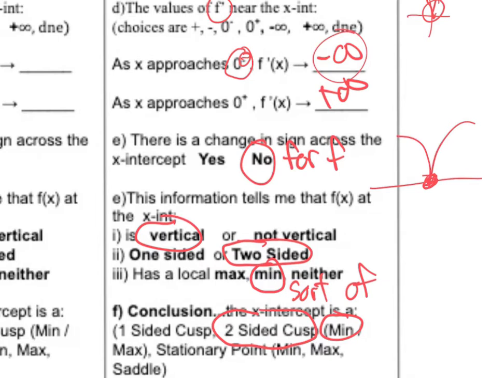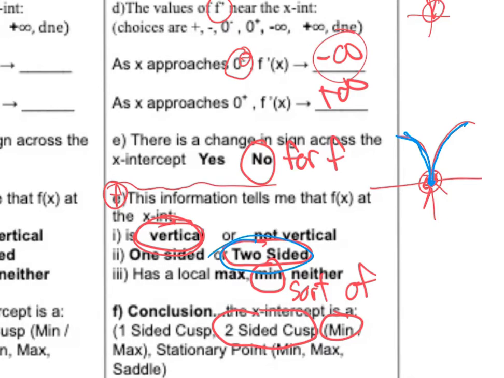So part F summarizes everything that you've done above. It tells me that at the x-intercept, the function is vertical, because there's infinite slope there. Is the function one-sided or two-sided there? In other words, does the function exist on both sides of the x-intercept? And the answer is yes, it does. It's two-sided. Remember, the square root of x will be one-sided.